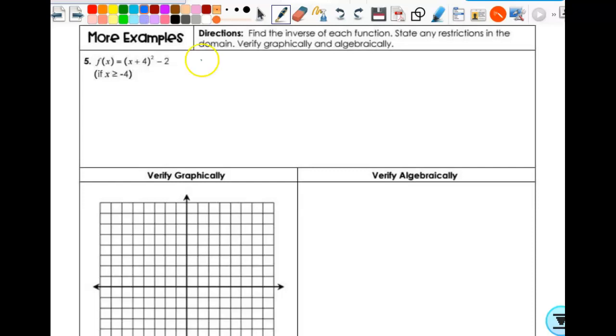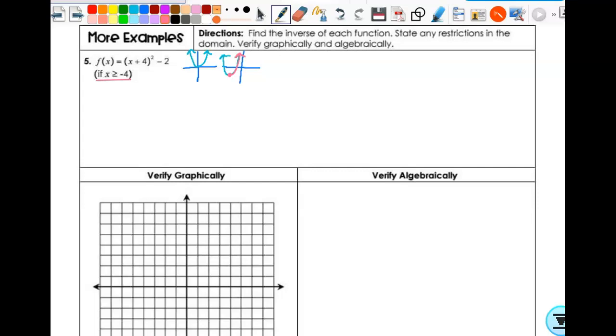Okay, so this is a quadratic. This is what the parent function looks like. This, after the transformations, left 4 and down 2, is kind of what it would look like. Is this a one-to-one function? No, it is not. But it says I'm only using it if x is greater than or equal to -4. So that means I'm only getting this part here. Is that pink part I just drew a one-to-one function? Yes. So then we can move forward, right?